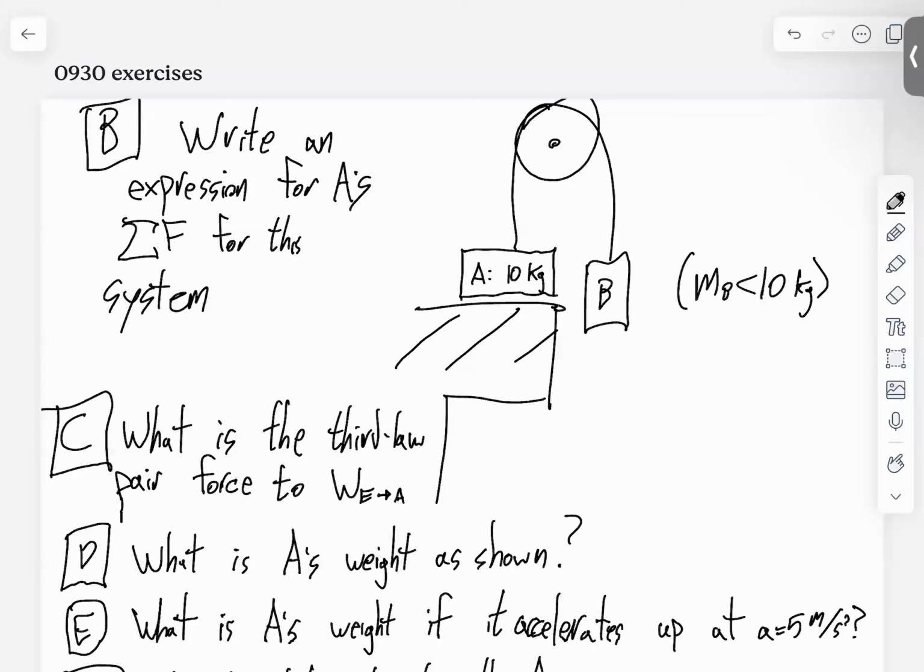We already talked about weight on an object. What's the third law pair to the normal force that the ground exerts on me? The normal force that I exert on the ground. It's the same kind of force, same two objects, just flip the perspective. You see? Watch out for this. This is easier than it looks. Question?